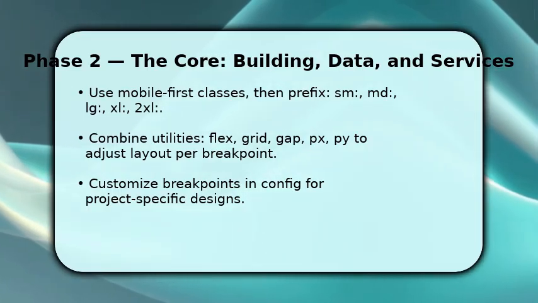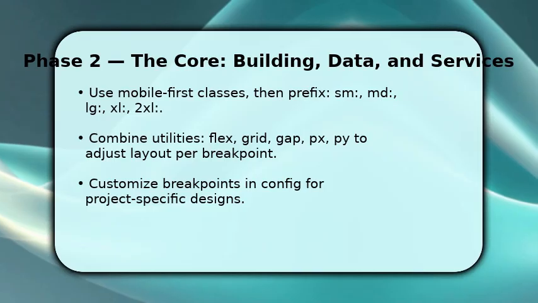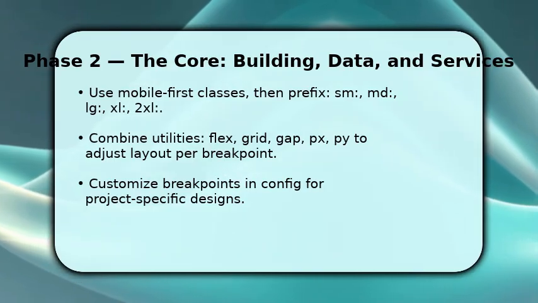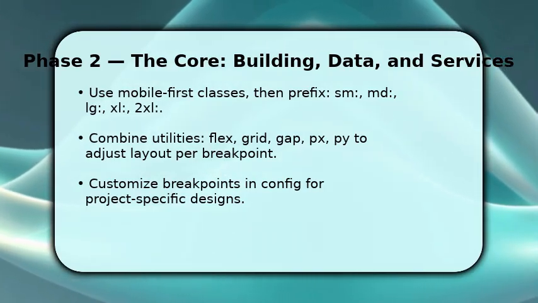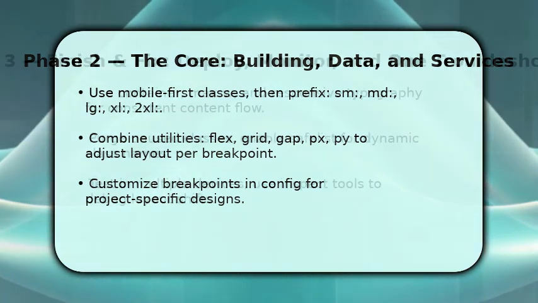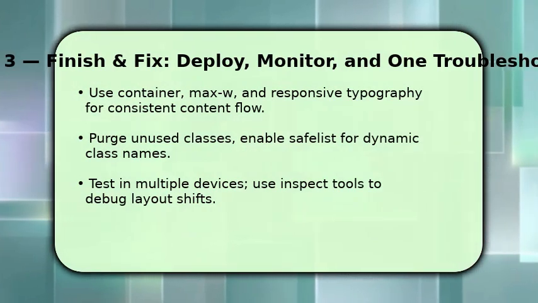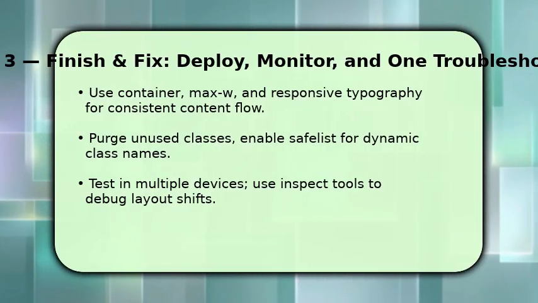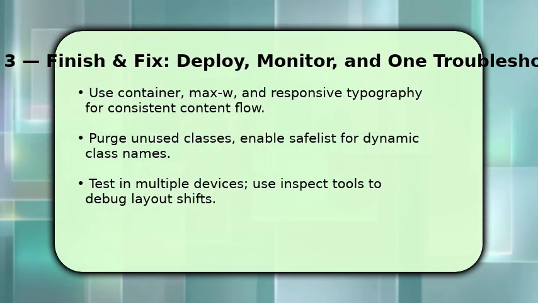If needed, customize breakpoints in tailwind.config.js so the size thresholds match your design system. This middle step is where structure and polish meet. Finish by refining spacing, max widths, and responsive typography so content reads well across sizes.